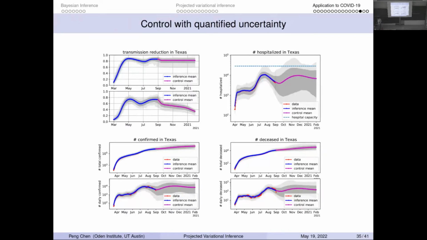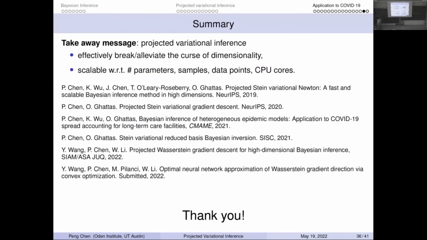Based on the Bayesian inference, you can also solve some stochastic optimization in order to slow down or control the COVID-19 spread subject to some hospital capacity, for instance. Anyway, let me come to the summary. So the takeaway message is very simple. The projected variational inference can effectively break or alleviate the curse of dimensionality, as the first point.